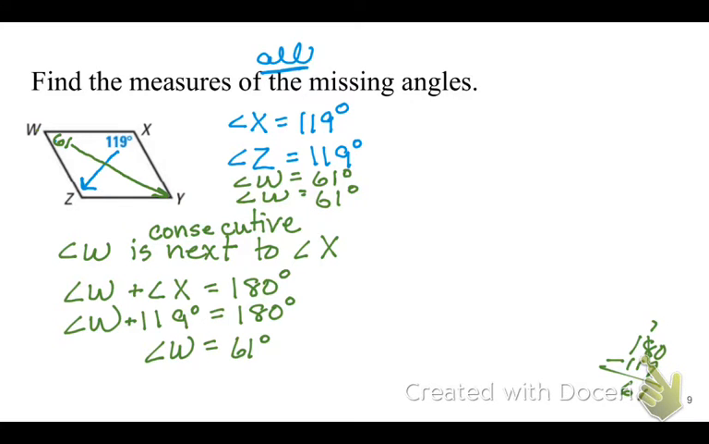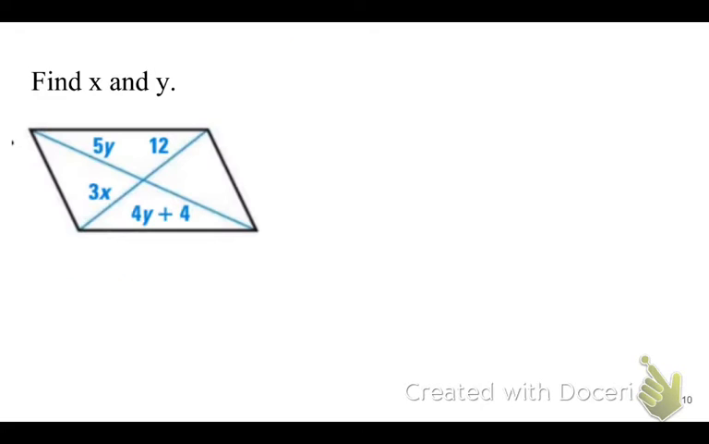And let's do the third one. Okay, so we're going to find X and Y. So here is a parallelogram. It's got two diagonals. So we know that the halves of the diagonals are equal to each other. So we'll do X first. So we know 3X and 12 are congruent, so 3x is equal to 12. Divide both sides by 3, and x is equal to 4.